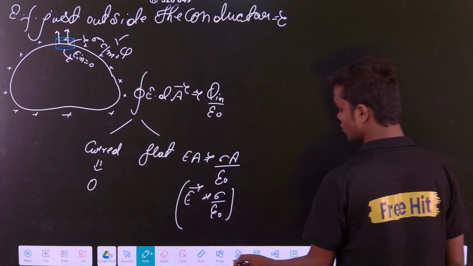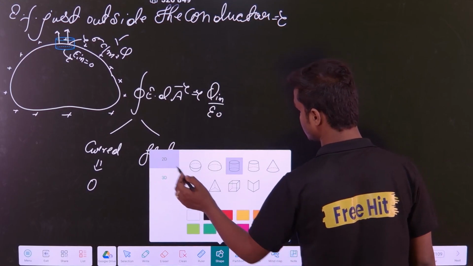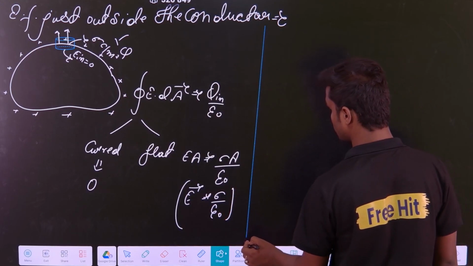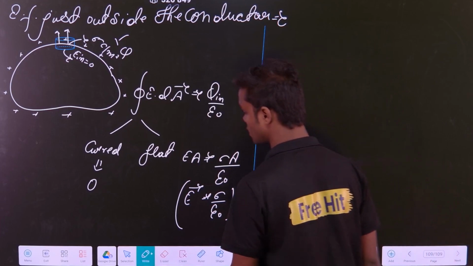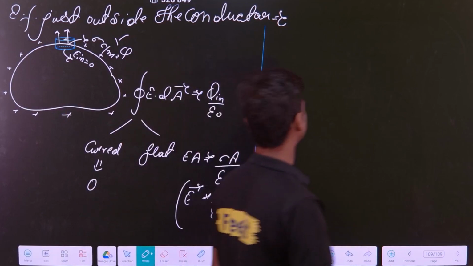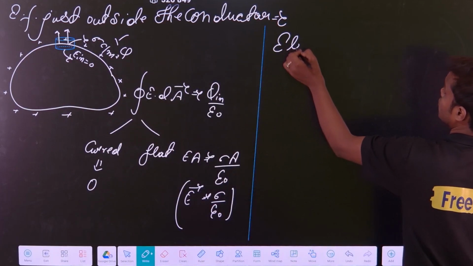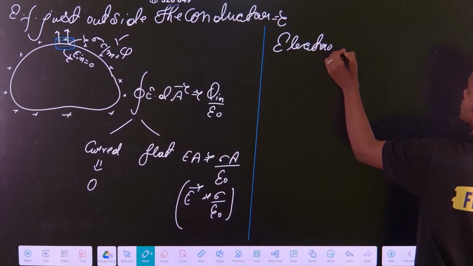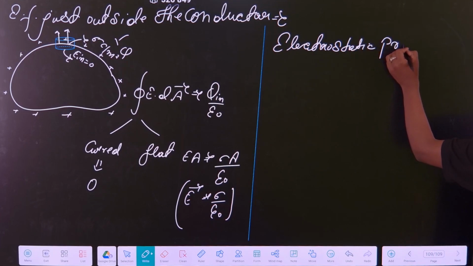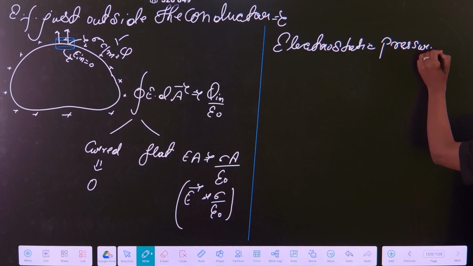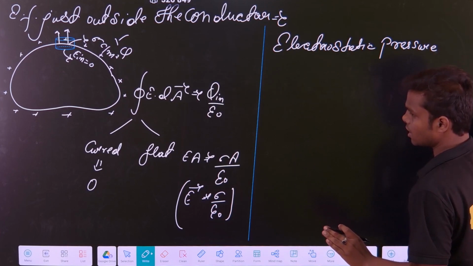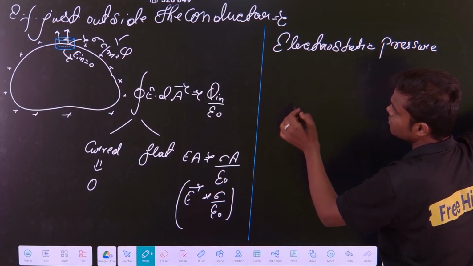Now the next thing I want to calculate is the electrostatic force, sorry, electrostatic pressure, not force. I want to calculate the electrostatic pressure. What is the electrostatic pressure here? Okay, electrostatic pressure. So let us see the electrostatic pressure. So basically, at this small point, let me draw this same thing here.